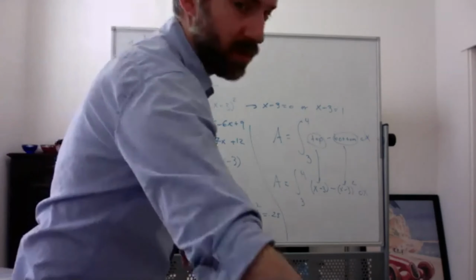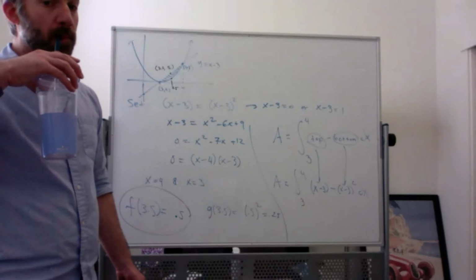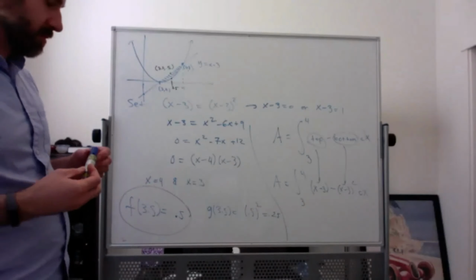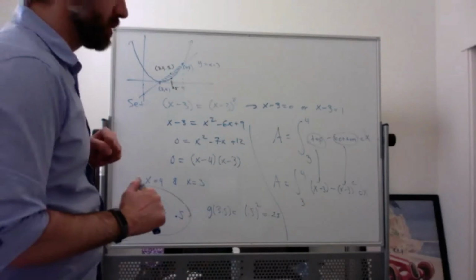Other questions about this one? If the function had been a cubic instead of a parabola, do you add the two? Let's do an example, because that's a good question.